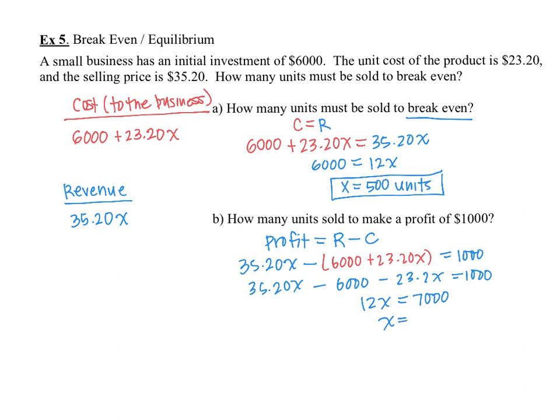And what did I get? I got 583.3 something. Okay, I'm trying to make $1,000. I can't actually sell 583.3 units. So to make 1,000, I must actually sell 584 units because 583 would not be quite enough. 584 would give me a little over 1,000.